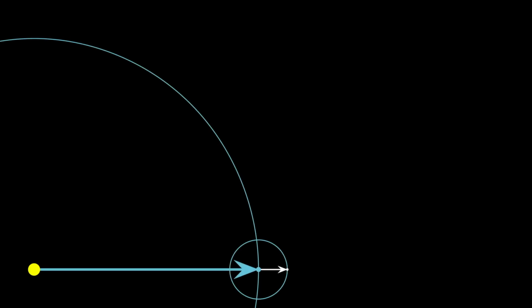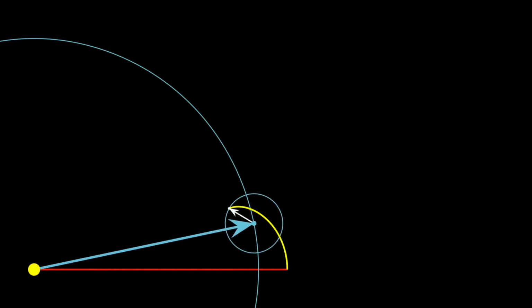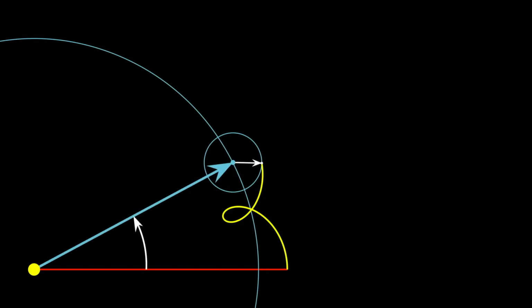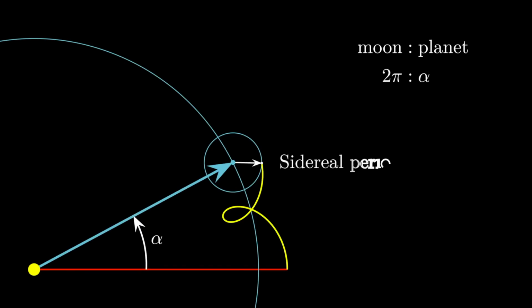Initially, the moon is aligned with both the planet and the star, and is at its maximum distance from the star. This is the geometry of a full moon. Once the moon has completed an angular displacement of 2 pi radians, the planet has undergone an angular displacement we'll call alpha. This orbital period is referred to as the sidereal period, and when referring to a moon's orbit, it's often called a sidereal month.